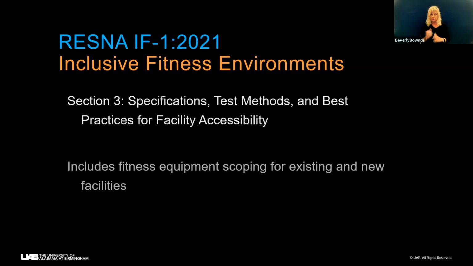Section 3 covers what is required by the 2010 ADA standards for accessible design and gives best practices for facility layout and equipment scoping for different types of facilities. Now, there are also 3 additional sections under development.